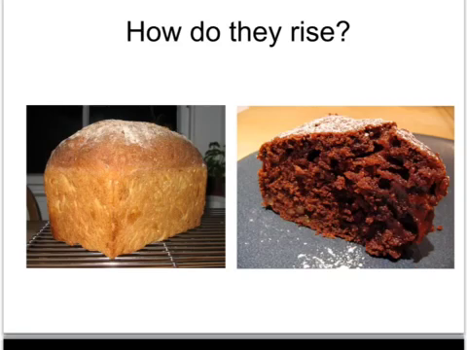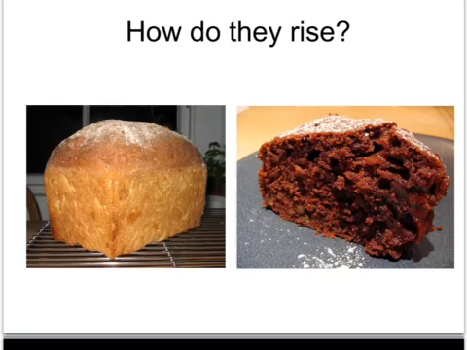Why do these two rise? The first one, the bread, rises because of the action of a microorganism, yeast, which contains enzymes that act on the flour and produce bubbles of carbon dioxide. But the cake rises by a different agent. This uses a chemical called baking powder, which is either added to the ingredients or added within one of the ingredients, self-raising flour.